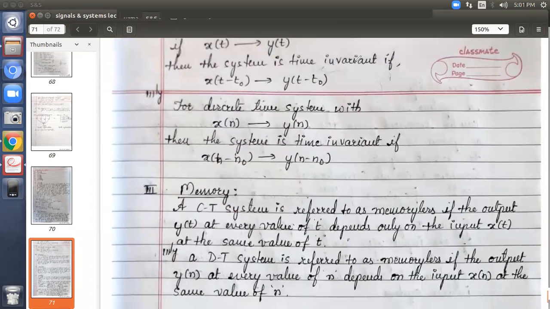I hope you understood these two properties. Any doubt in this, you can ask me. Yep. What happened? Okay, is there any chit chat going on?